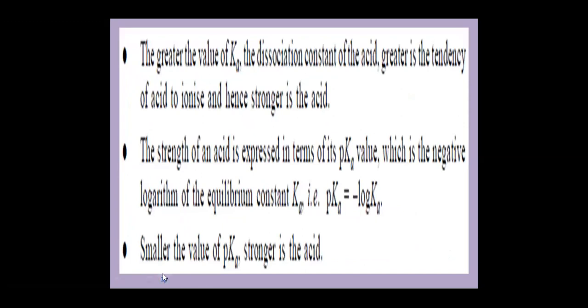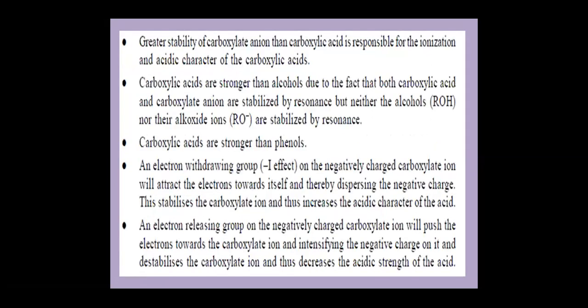The greater the value of Ka, the dissociation constant of the acid, the greater is the tendency of the acid to ionize and the stronger is the acid. Greater the value of Ka, stronger the acid. The strength of an acid is expressed in terms of its pKa value, which is the negative logarithm of the equilibrium constant. Smaller the value of pKa, stronger the acid.